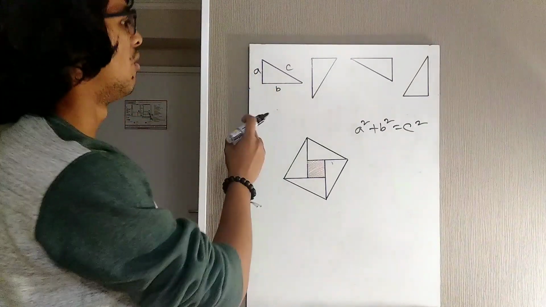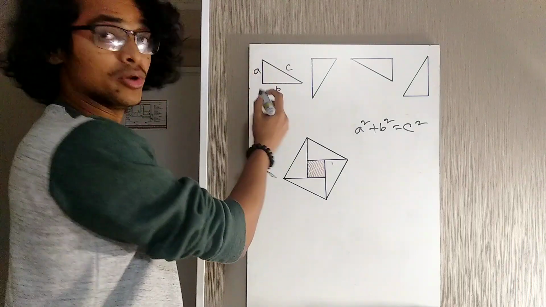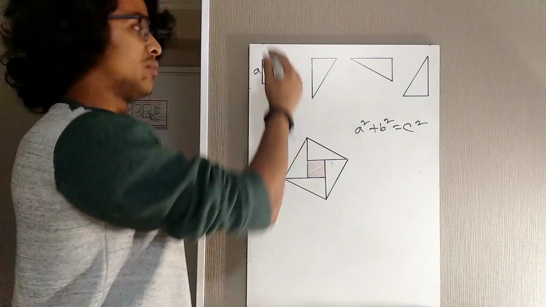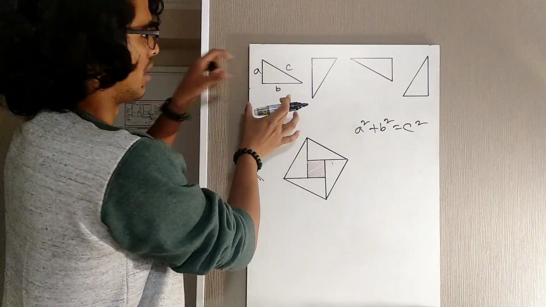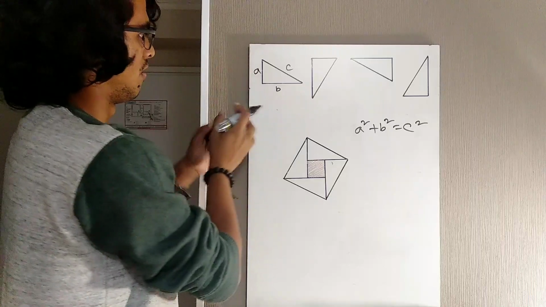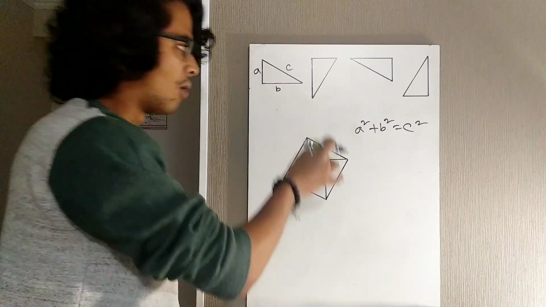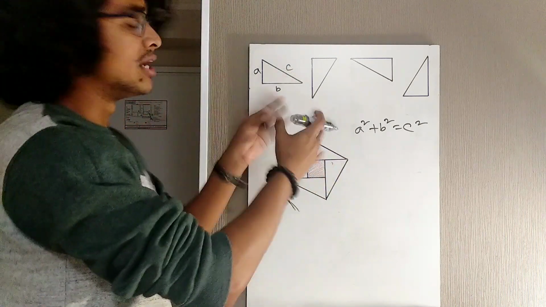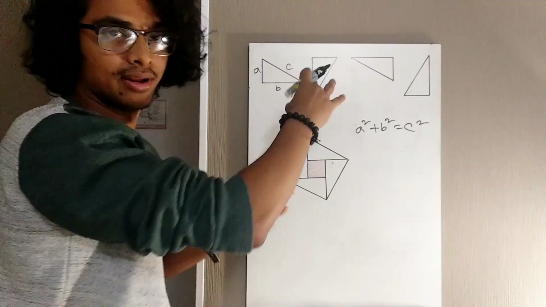That means if we draw a square on side A, and then we draw another square on B, and we draw another square on C, then the area of the two squares that we draw over A and B, if we combine them, will be equal to the area of the other square that we draw over the hypotenuse.